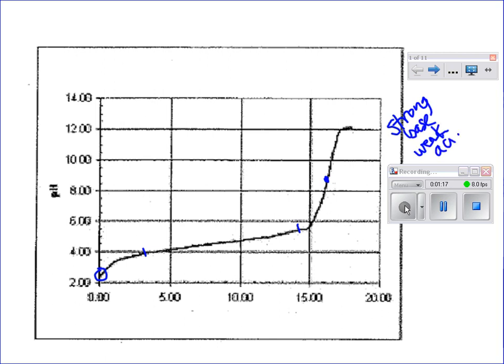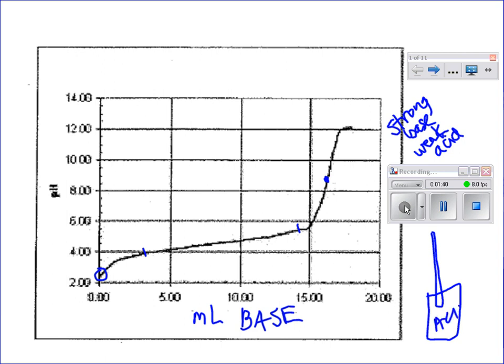Now, something else I want you to be able to tell me is what's in our beaker in the titration and what's in the burette. Meaning, in the burette, we're adding stuff. So what would be the units down here? Mils of base. Why is it mils of base? Right, we're starting acidic and we're getting more and more basic the more we add. Okay, so therefore that means the acid is in the beaker.